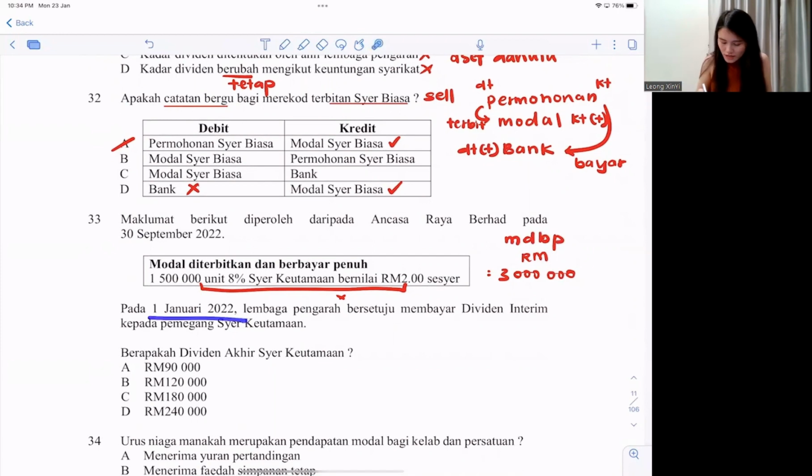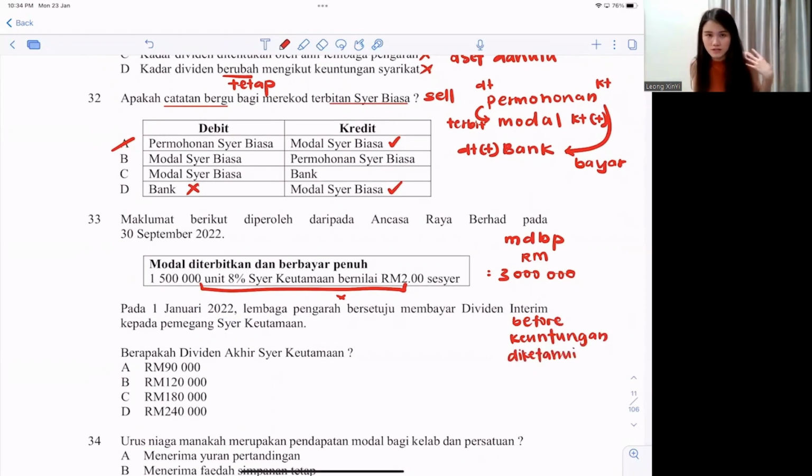So pada 1st January, lembaga pengarah bersetuju membayar dividen interim kepada pemegang share keutamaan. Interim is before keuntungan diketahui. So it means I don't even know how much I'm earning, but I'm giving you some first. Some of the portions first, because maybe I'm scared that the shareholders will just leave the company. So that's why I give them something first.